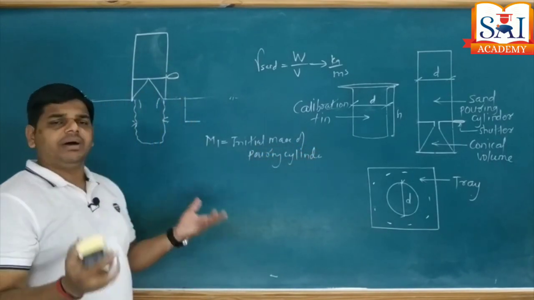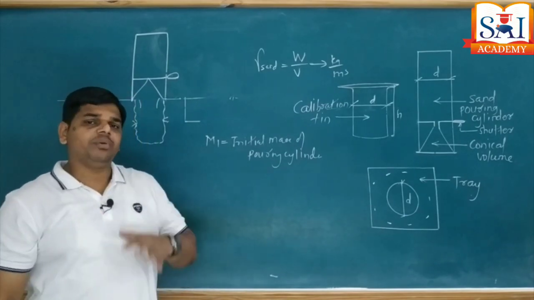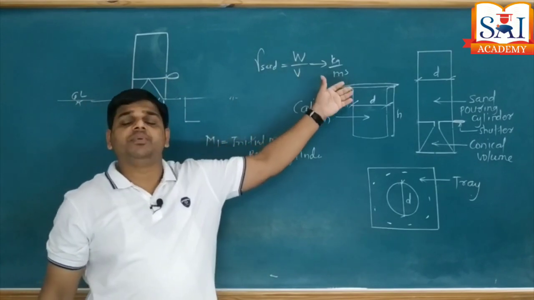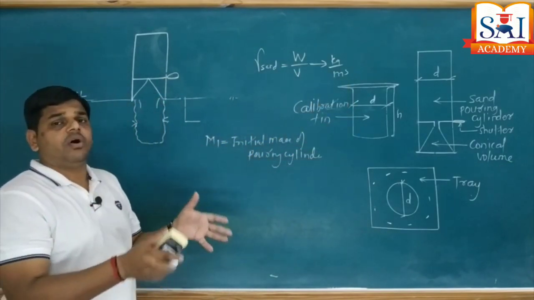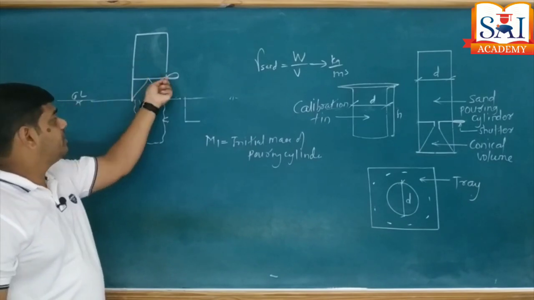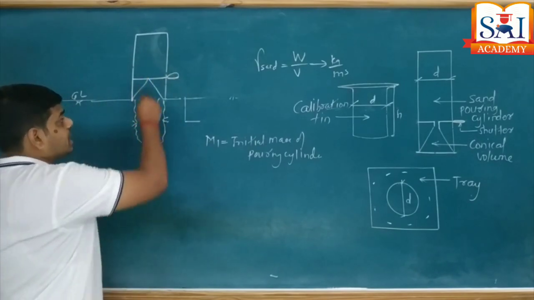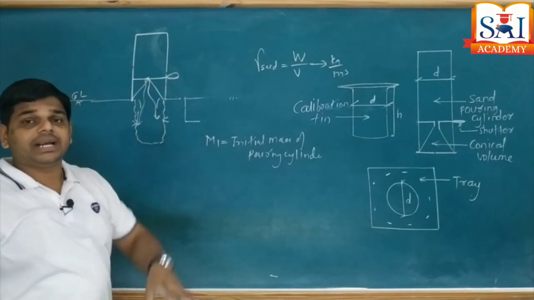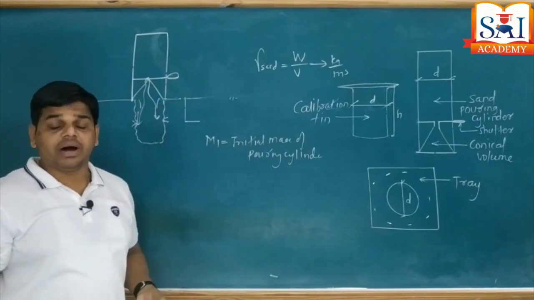You can take any mass, there is no restriction on how much mass I have to keep. You can put any mass of sand inside the pouring cylinder. Now that cylinder of known mass is kept exactly over the excavated hole and release the shutter. The sand starts its movement in a downward direction. The sand goes inside the hole made inside the ground.